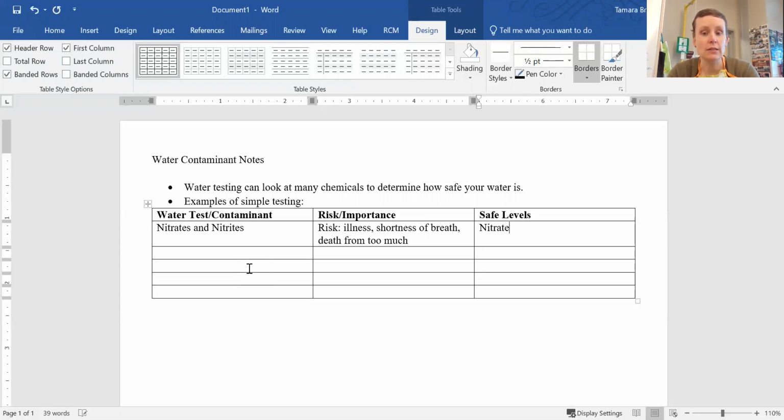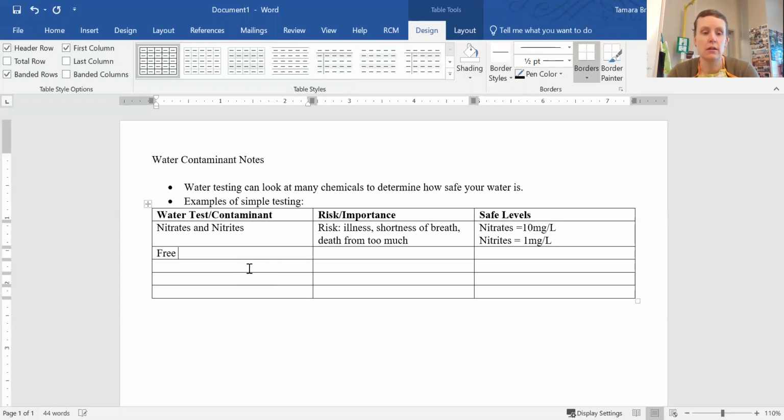So safe levels. For nitrates, it's 10 milligrams per liter. So only 10 milligrams in an entire liter. For nitrites, it is only 1 milligram per liter. Above that, and it's dangerous.